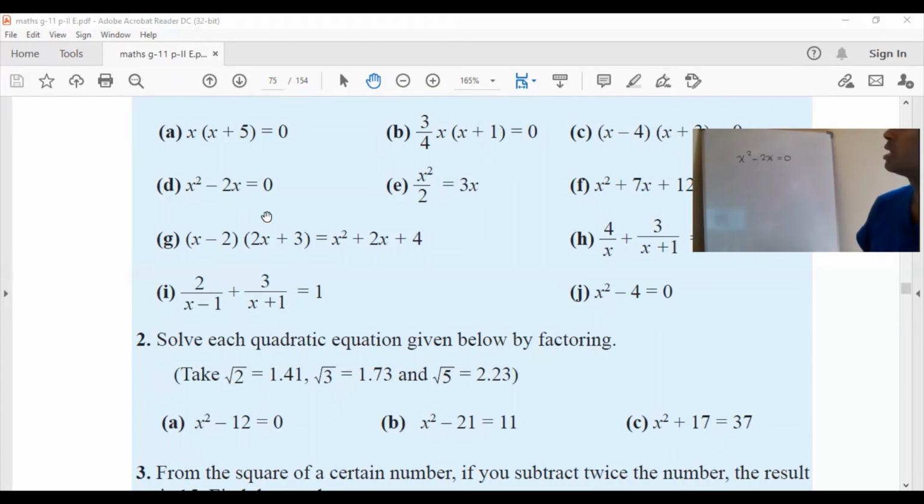So how do you factorize an algebraic expression with two terms? You can take a common factor out. What is the common term? What can be taken out as common? Yes, x. Then x times x minus 2 equals 0. These are the two factors. Now x equals 0 or x minus 2 equals 0. x equals 0 or x equals positive 2.